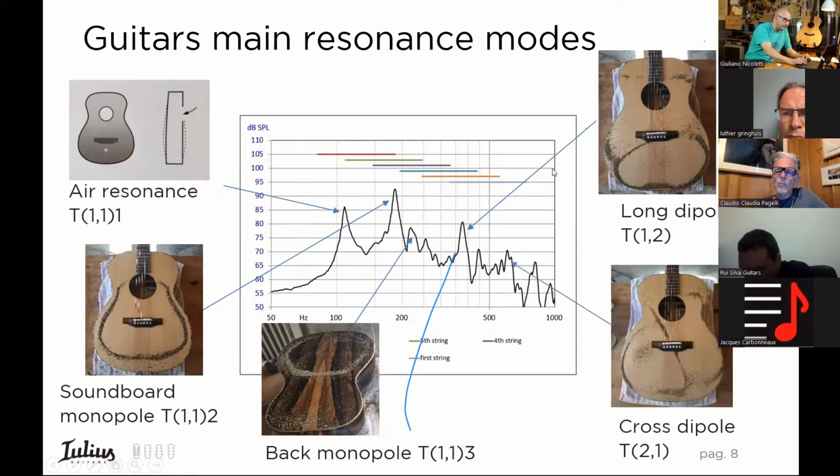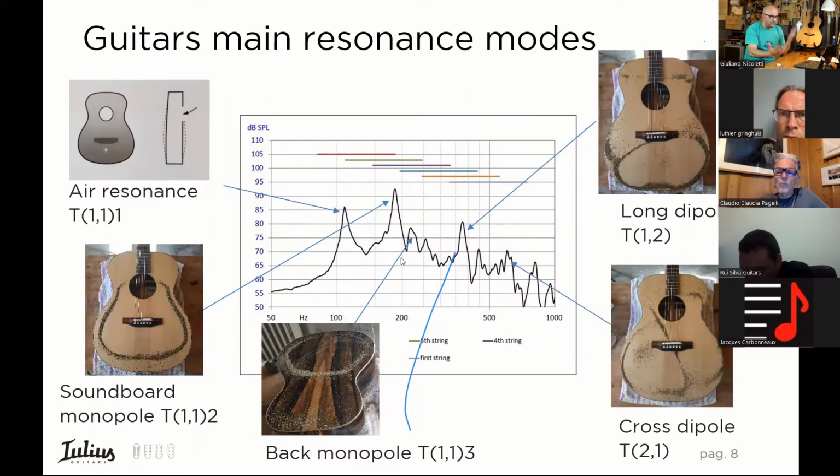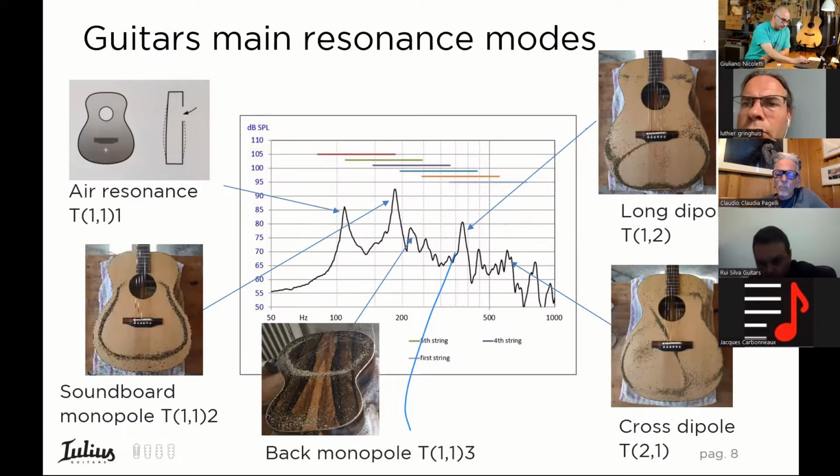Then we can have a cross dipole, and it's always a dipole, but the direction is different. The cross dipole is over the 8, and the long dipole is over the length of the instrument. This is just to give you some example, because of course different instruments might have or not different types of higher order modes, resonance modes.